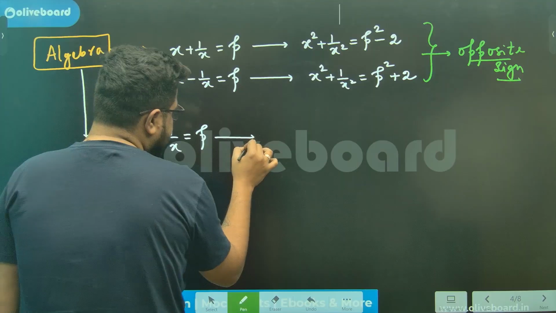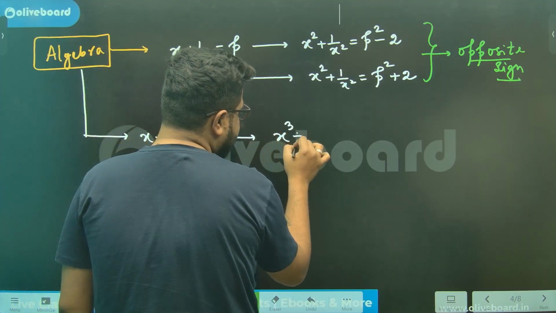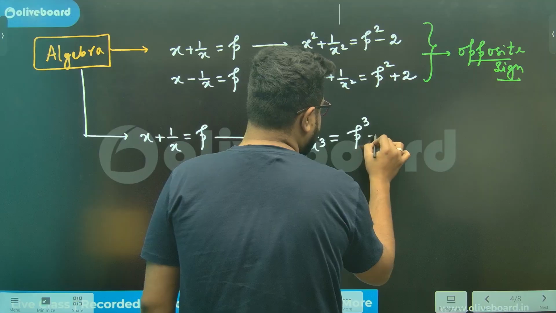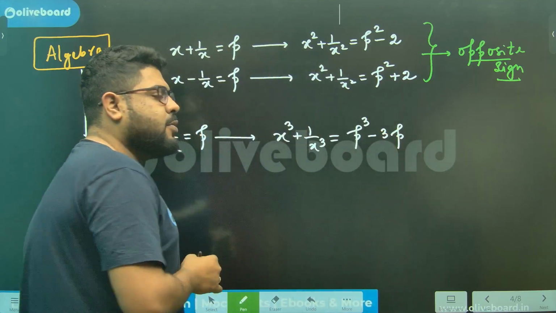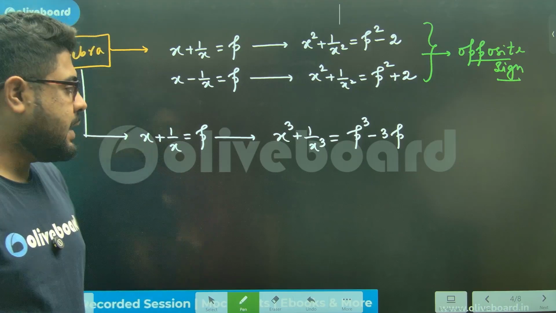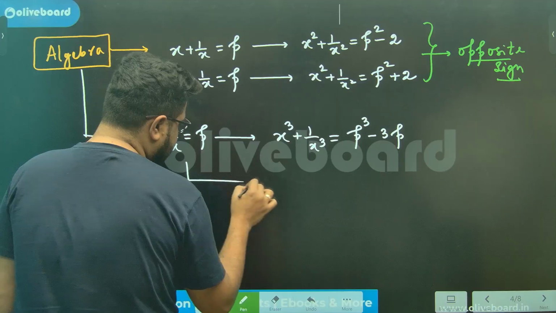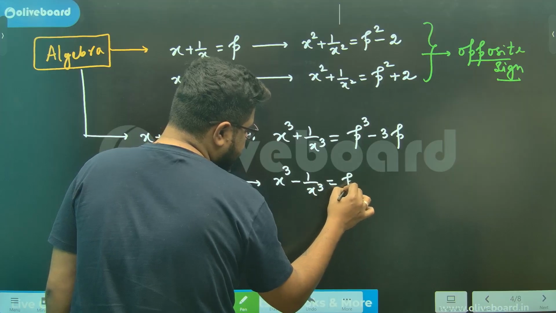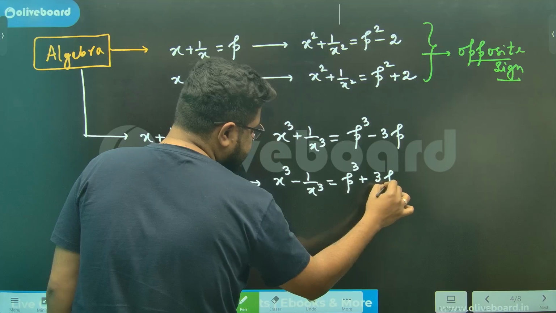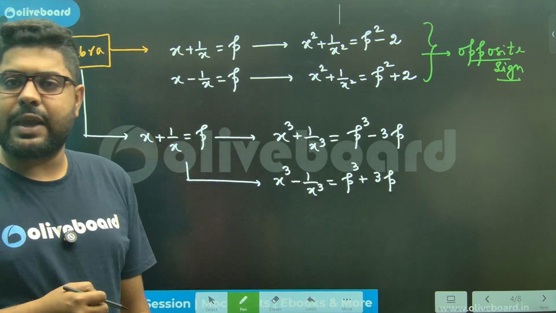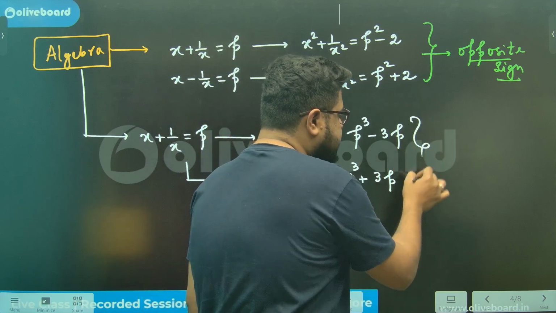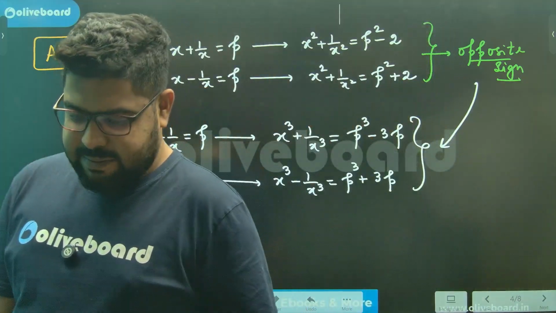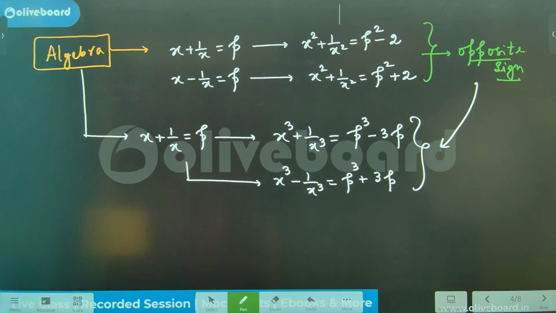If x plus 1 by x is p, then what about cube? x cube plus 1 by x cube is going to be p cube minus 3p. The same rule gets applied over here. Similarly, you can ask x cube minus 1 by x cube. This is going to be p cube plus 3p. The same rule of opposite sign gets applied over here as well. I hope this is clear. I'm giving you some space to look at this.